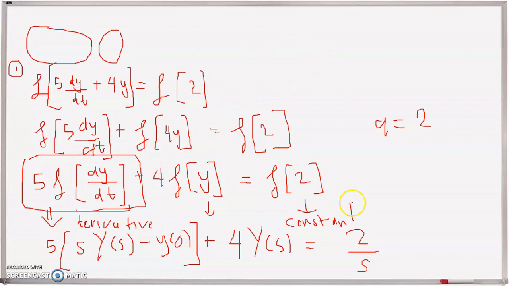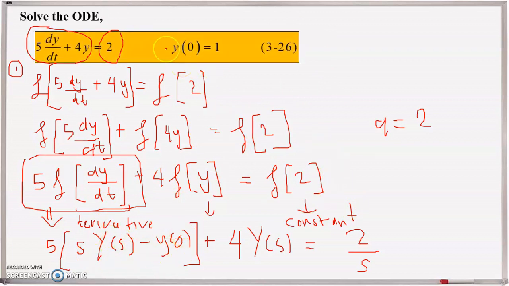But first, the question already mentioned the initial condition where y(0) is equal to 1. So actually from here you can substitute it in, right? So this one is equal to 1.